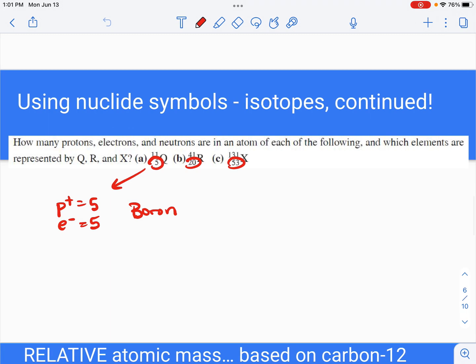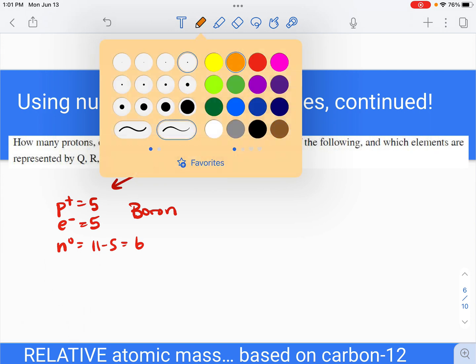And then the number of neutrons would be mass number minus atomic number, so the number of neutrons in this case would be 11 minus 5, which is 6. Okay.